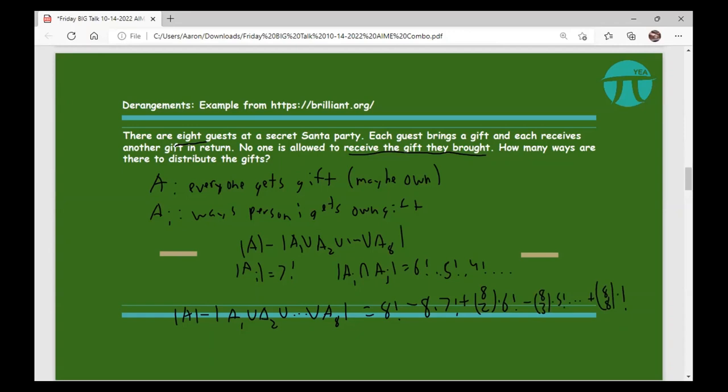And I don't think anyone wants to see the calculations being done because they're not fun. So I'll just say that the answer is 14,833.